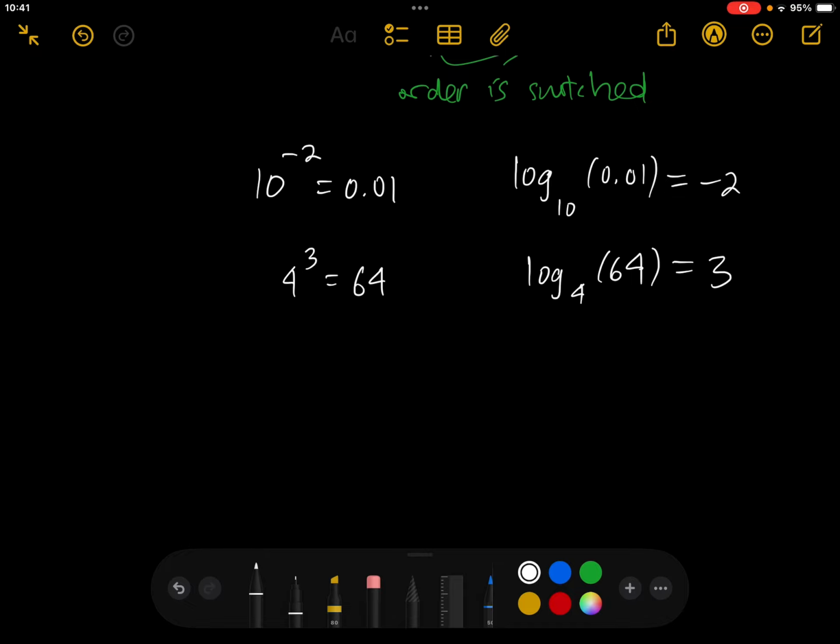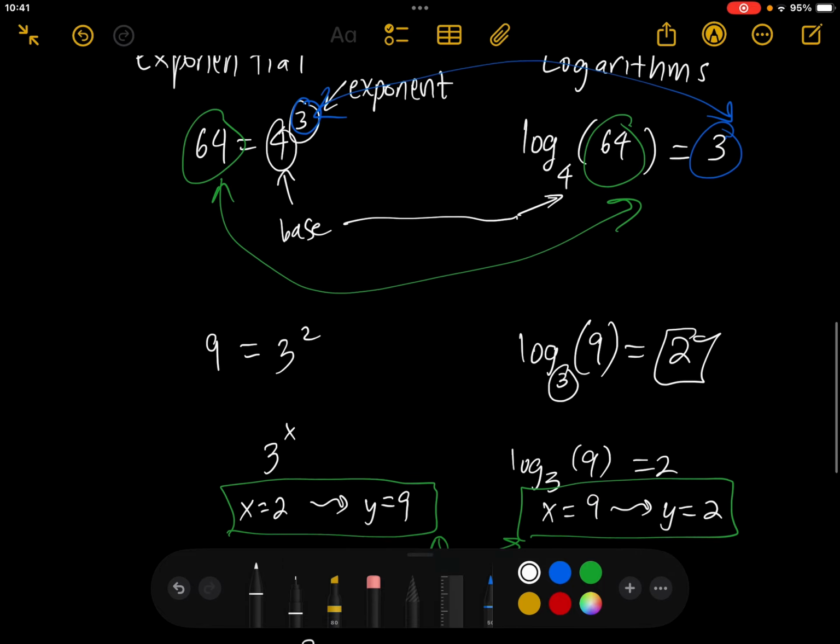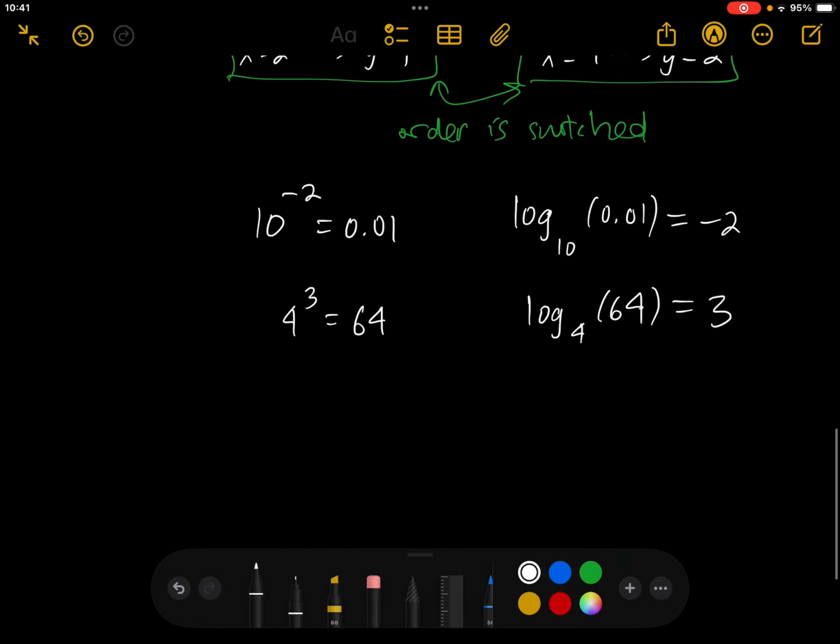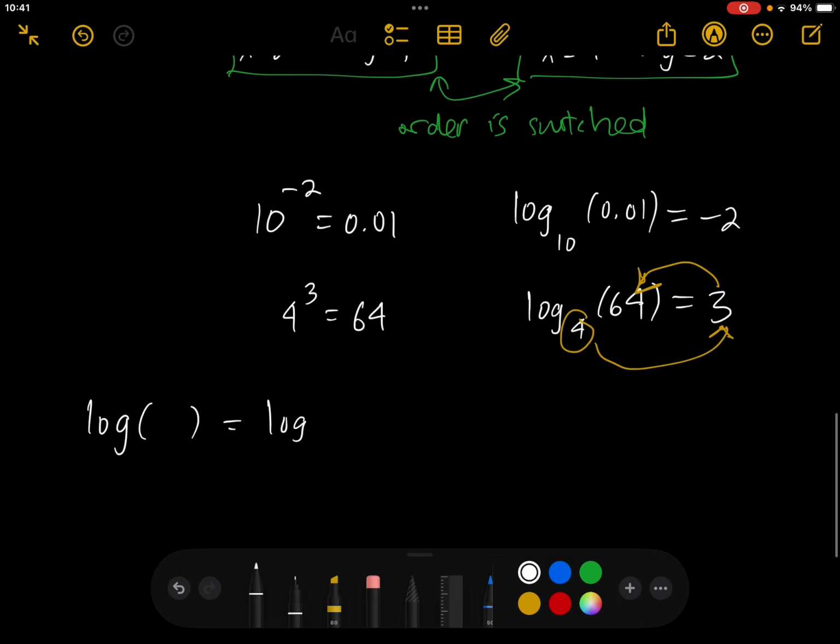Another thing to know, so that takes some practice to get used to this, but one thing that helps is to draw these little arrows. So when you have the base raised to the power equals 64, that can help you remember the order. Another thing to note is that when you just have log like this, it means log base 10.